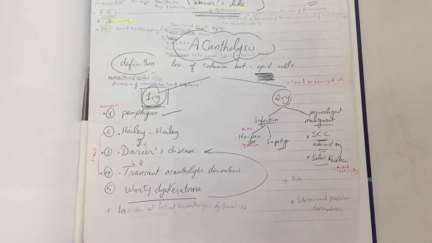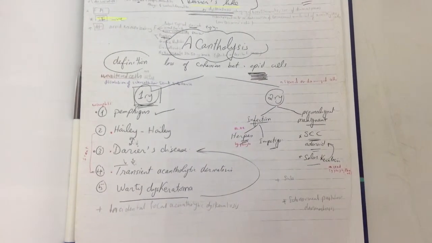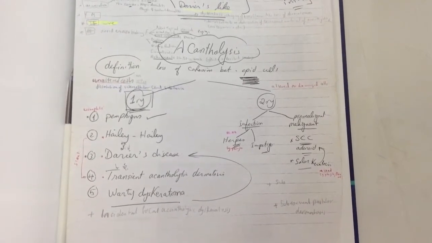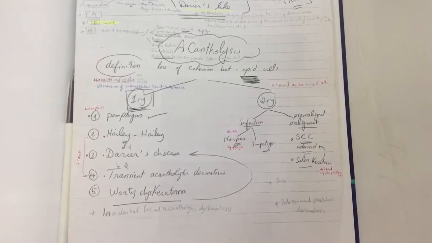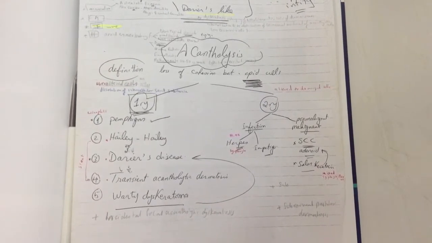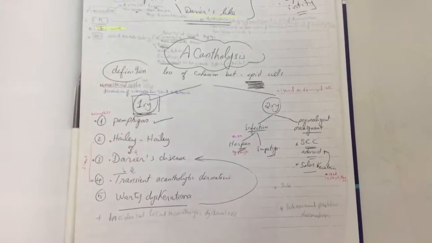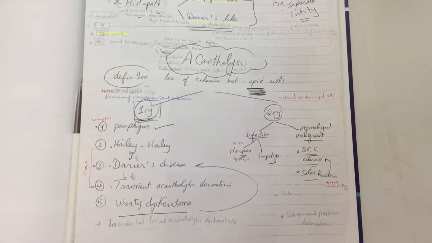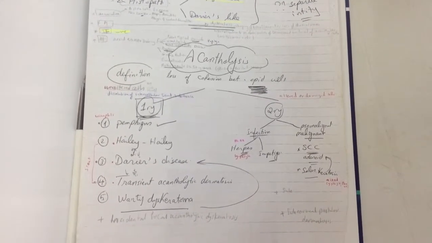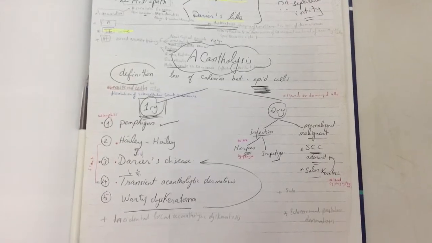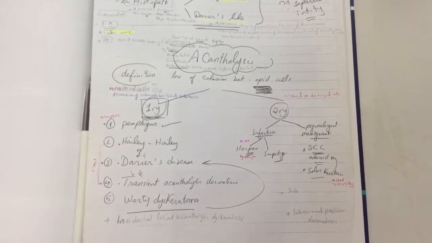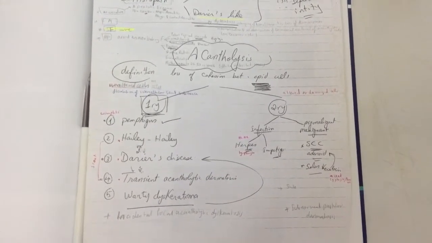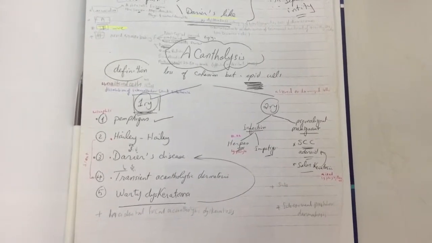It occurs in pemphigus, Hailey-Hailey disease, Darier disease, transient acantholytic dermatosis, warty dyskeratoma, and incidental focal acantholytic dyskeratosis. Acantholysis is loss of cohesion between epidermal cells. It is either primary among unaltered cells, only dissolution of intercellular cement substance, or among altered or damaged cells, which is the secondary type due to infection, herpes, impetigo, pre-malignant and malignant conditions like solar keratosis, squamous cell carcinoma, adenoid type, and subcorneal pustular dermatosis. The primary type includes pemphigus, Hailey-Hailey, Darier disease, transient acantholytic dermatosis, warty dyskeratoma, and incidental focal acantholytic dyskeratosis.